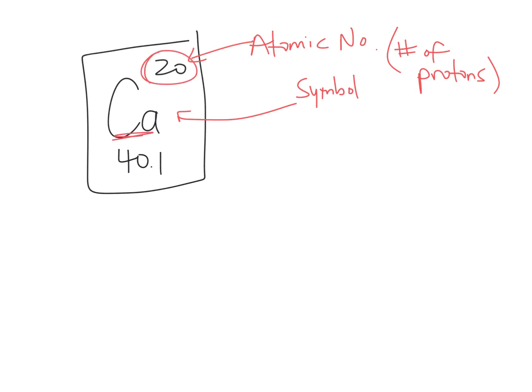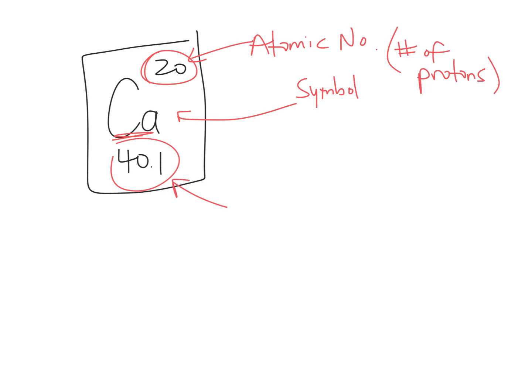If you change it to 21 protons, it's not calcium anymore, it's scandium, Sc. And if you change it to 19 protons, it's not calcium anymore, it's potassium, okay? So the nature of what it means to be calcium is an atom that has 20 protons in it. Then we see this other number down here.